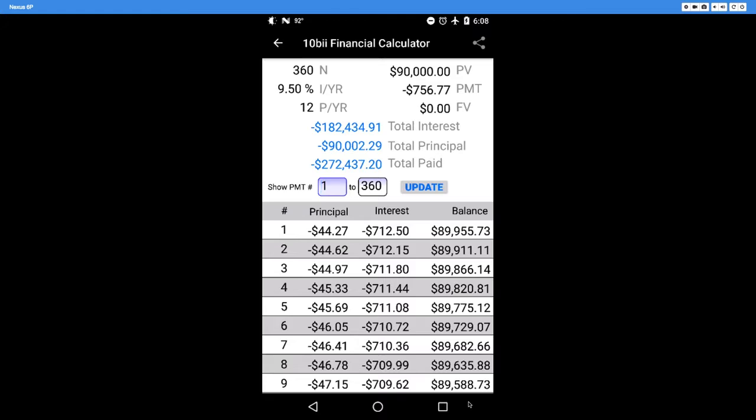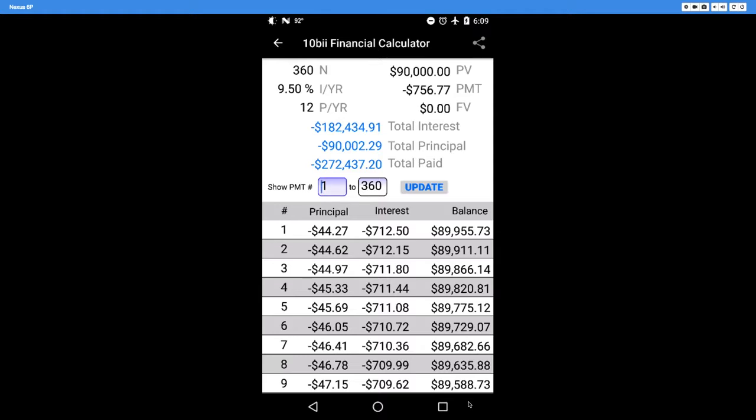The left-hand column is number. That left-hand column is showing you each number payment, right? So your first payment of $756, if you look at that first field there, $44 is going towards principal, $712 is going towards interest.